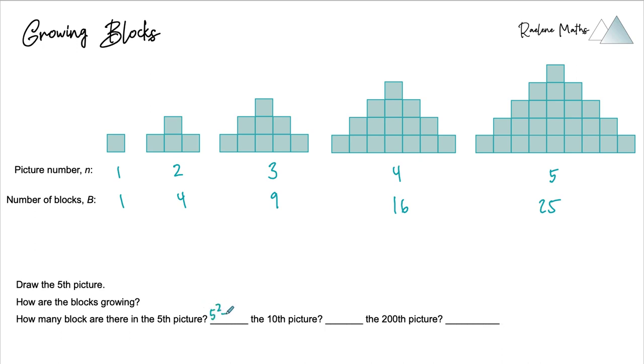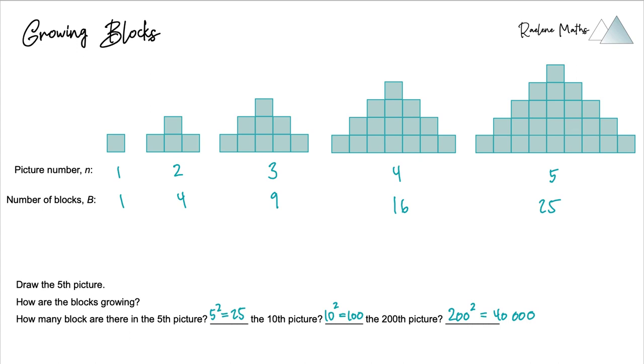So from there we can see how many blocks there are in the fifth picture. Are 5 squared equal to 25. In the 10th picture we would have 10 squared equal to 100 blocks, and in the 200th picture we would have 200 squared, which is 40,000 blocks. So it's interesting to be able to predict what happens in the nth case, but it's also interesting to see the pattern between these numbers.